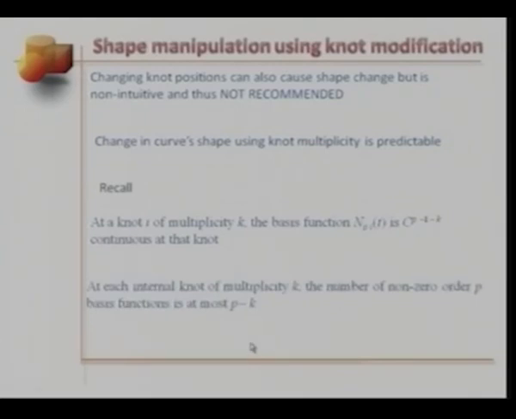Now here is another one. At each internal knot of multiplicity k, the number of non-zero order p basis functions is at most p minus k. By this time, you should be able to figure this property out. All you need to do is sketch the respective B-spline basis functions. Okay, let's see what we have with multiple knots and barycentric property.